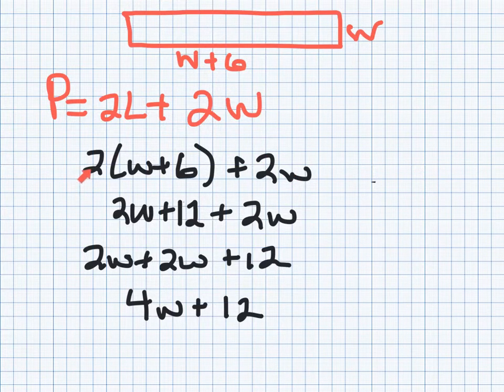Now we can solve this. We have 2W here. 2 times 6 is 12, and then the 2W. So we have 2W plus 12 plus 2W. And we can rearrange and put like terms together. So we have 2W plus 2W plus 12. And our answer is 4W plus 12. So perimeter is 4W plus 12.